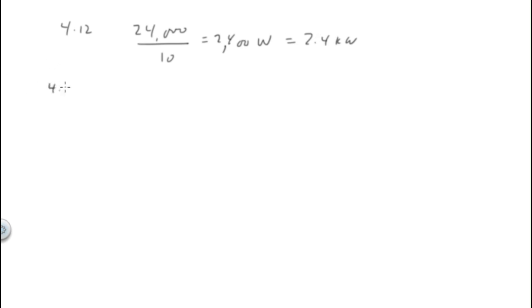13. A battery outputs 9 volts, and the current is 10 milliamps. What is the power dissipated? Well, watts, or power, is V times I, or 9 times 0.01. So that's 0.09 watts.